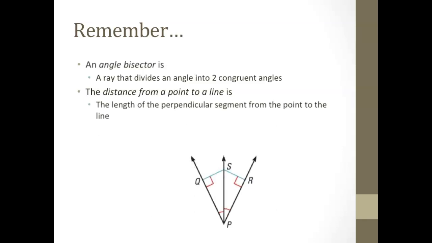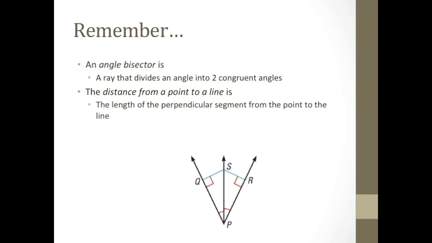If you look at this picture here, we have an angle QPR, and we see that ray PS is an angle bisector because it divides this angle into two congruent angles, so QPS and SPR are congruent to each other. And then we also see that there is this point S, and we draw the distance from point S to each side of the angle by drawing that blue line. You can see that that blue line is perpendicular to that line from that point.